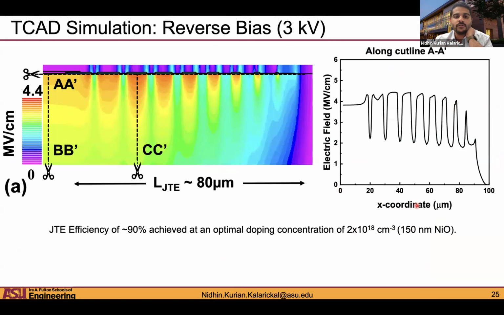And this is a TCAD simulation of just the junction termination extension, the space modulated JTE. I'm simply showing the optimized structure here, which is for 3 kilovolt. And you can see that the electric field at the edge of the device is pretty well managed. At the center of the device, it's a little less than 4 megavolt per centimeter, and at the edge of the device, it's slightly above 4 megavolt per centimeter. But you're not seeing very large peak electric fields in this device. And if you convert that to a JTE efficiency, you get around 90% for this optimized structure.